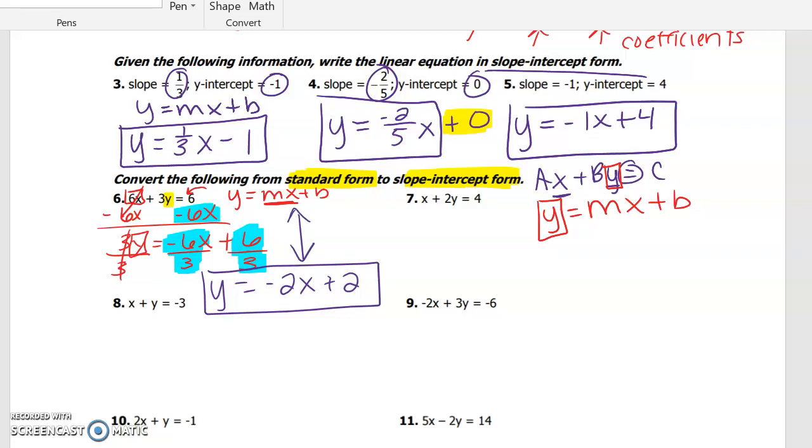All right? I know it seems like a lot of work, okay, but the more that we practice with it, the easier it's going to get. All right, so let's try number 7 together.